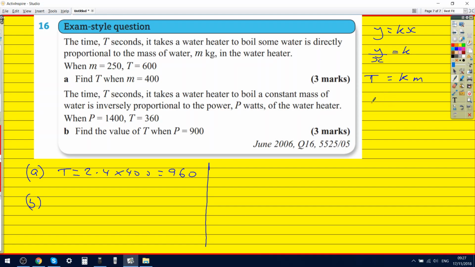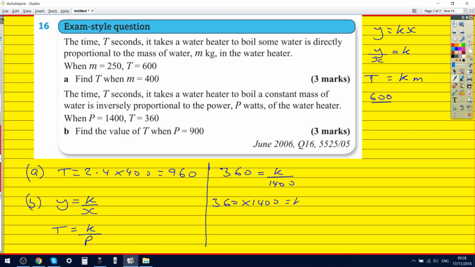So if I do the equation y equals k over x, would that be the same as t equals k over p? So t, sorry, 360 is equal to k over 1400. And then if I take 300 to the other side, it's 360 times 1400.